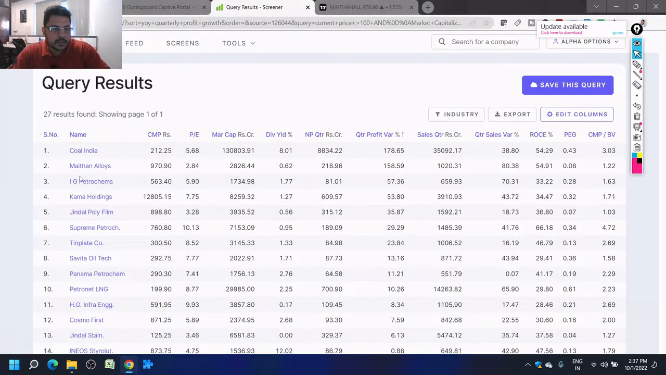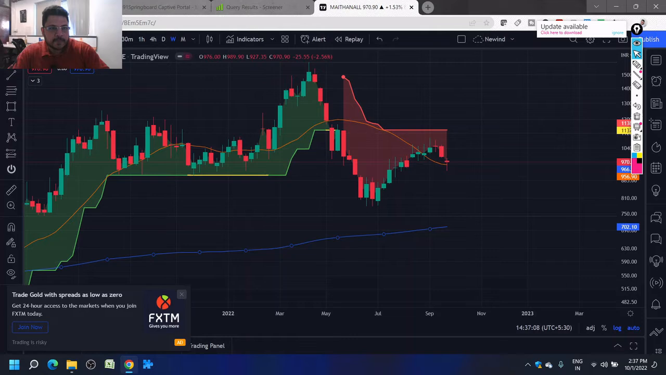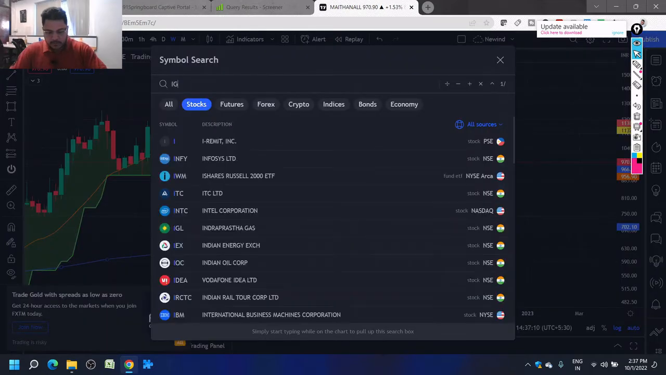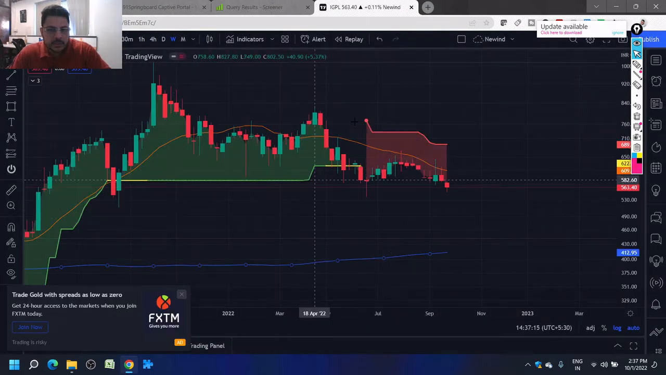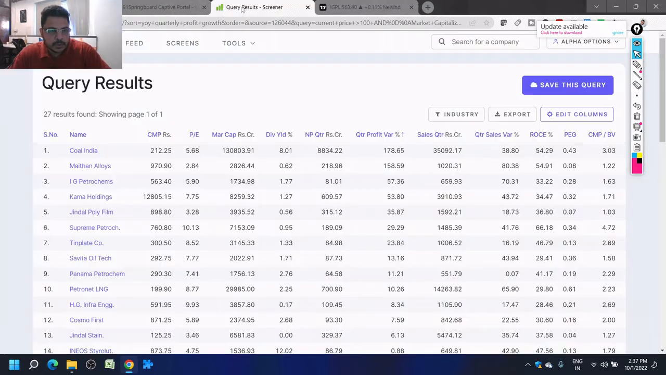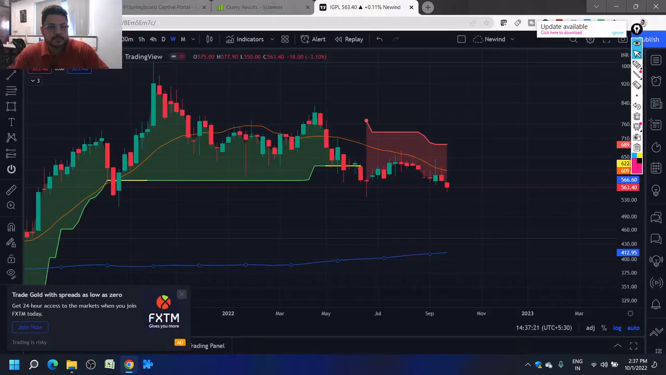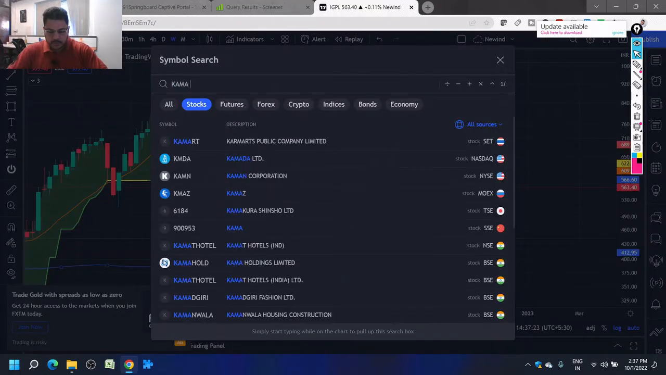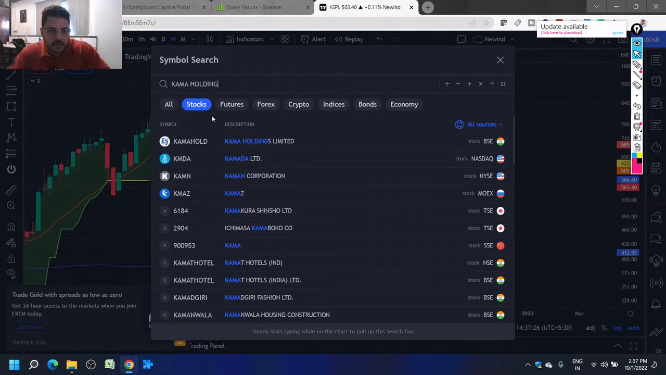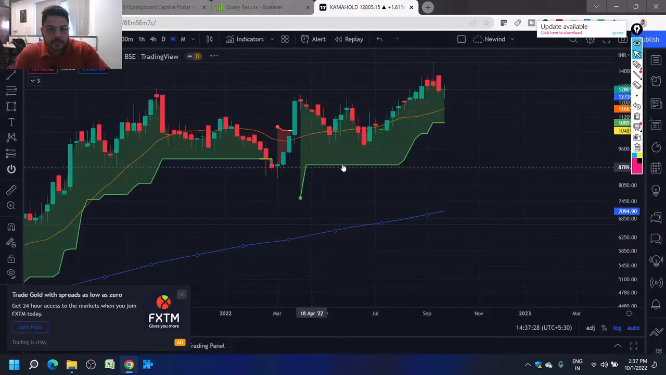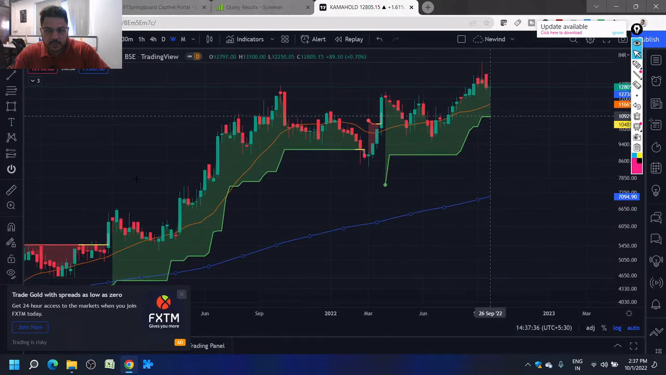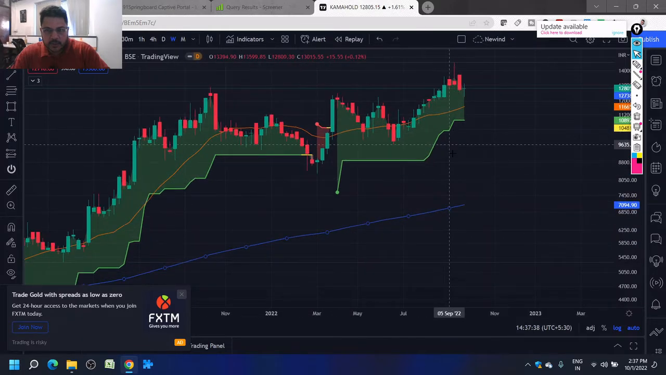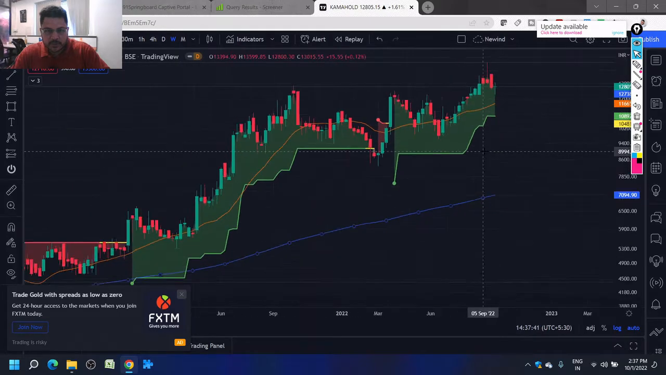So let's look at the other stock, IG Petrochemicals. Is it giving an entry? No. Then Kama Holdings. You also need to go through these stocks and understand what kind of business they really do. Kama Holdings gave an entry here in March 2022, but it's a good stock to invest in even now because it's in a rising trend and definitely it can give you great results.